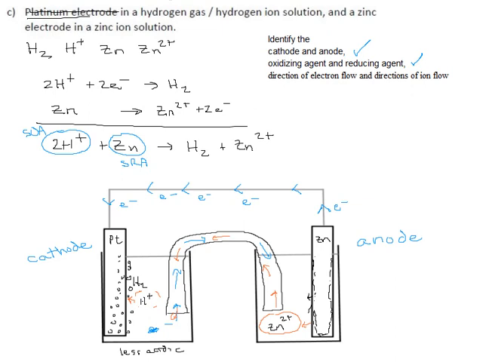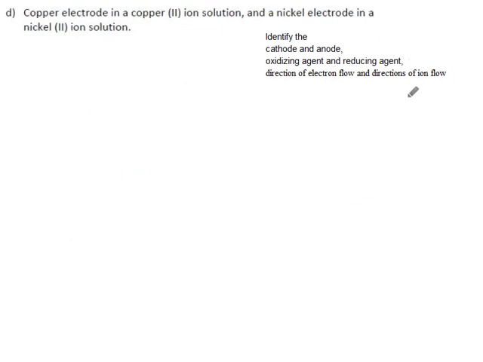All right. Here's another one, same question. Let's get efficient here. We have copper in a copper 2 solution, nickel electrode in a nickel 2 solution, so all that is nice and simple. Technically there's water in here. I should be mentioning that even though it hasn't been an issue in the last couple reactions.